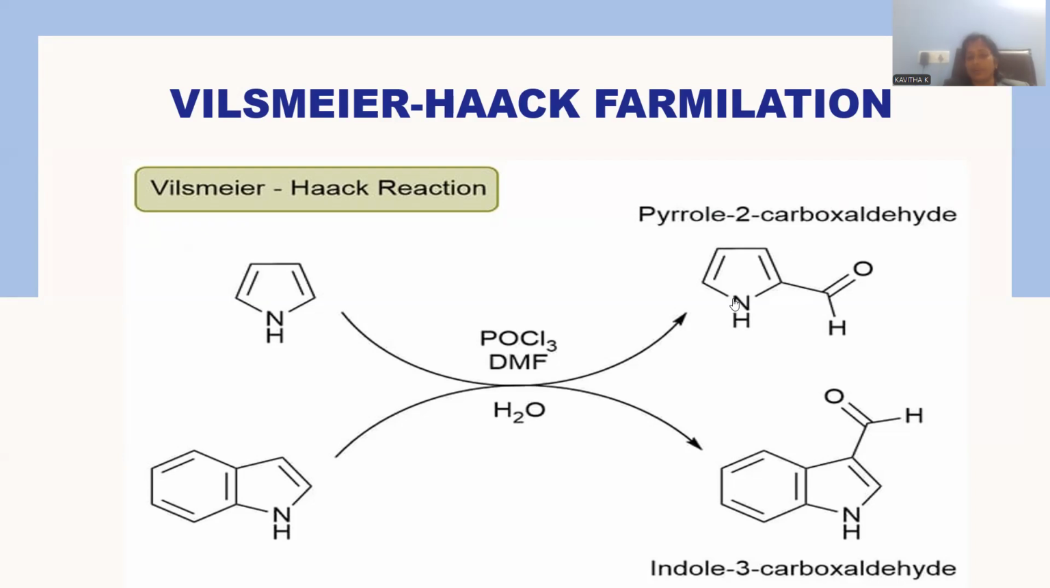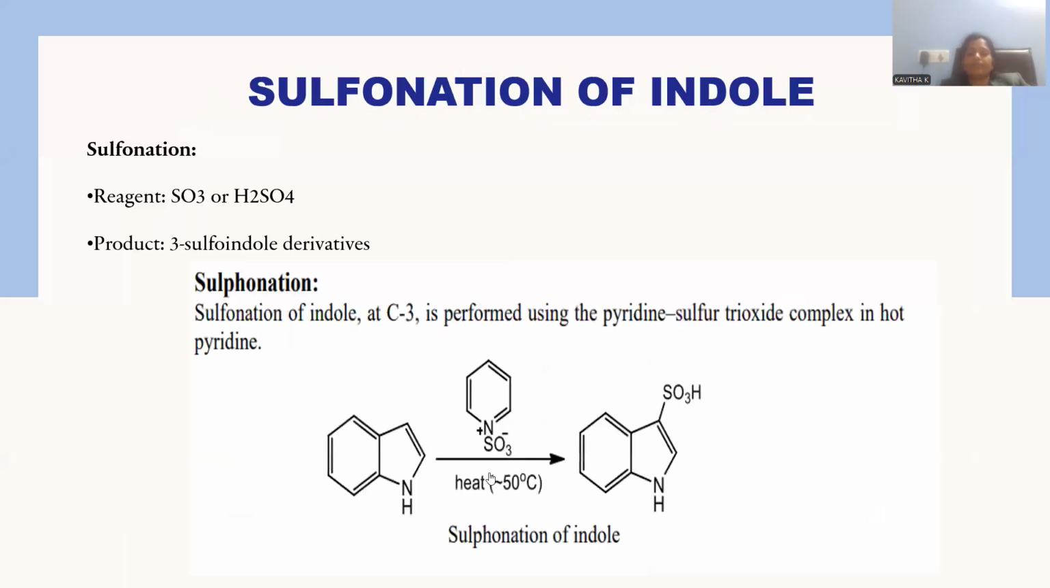is the final product, whereas indole, treated with the same reaction conditions, gives rise to carboxaldehyde functionality at position number 3, because in indole, the third position is more susceptible to the electrophilic substitution reaction. So indole-3-carboxaldehyde is the expected product you can achieve by the Vilsmeier-Haack formylation.